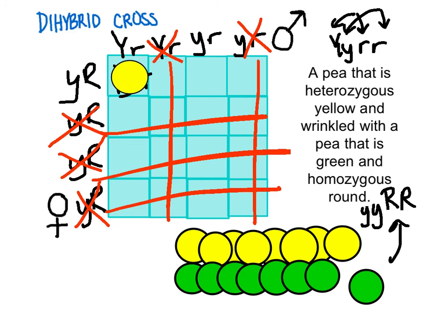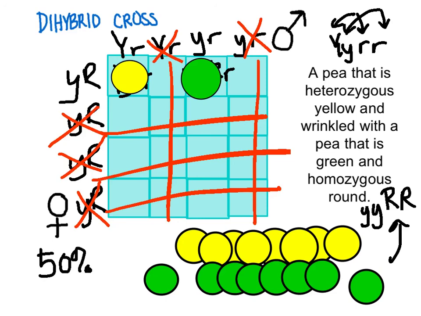And then I know for my other trait, it's going to be little y with a big R, little r. And that is going to be homozygous for the color, so it's going to be green. But it's still heterozygous for the shape, so it's still going to be round, just like that. All right. Because I can ignore the other ones since they're just going to be repeated, my percentage actually ends up being 50% yellow and 50% green, and they are both round.